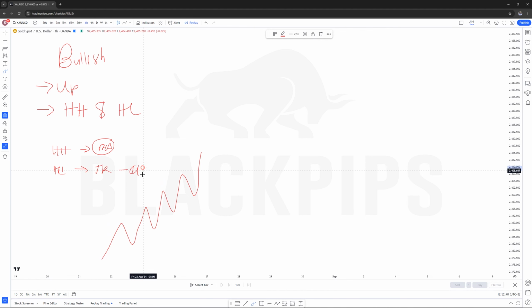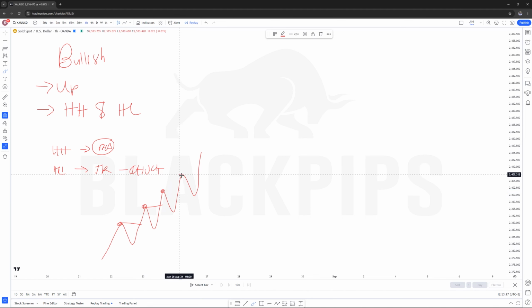Choch. And in order for us to say this market is still bullish, we have to make sure that the market continues to create the series of higher highs and higher lows over and over. I mean that the market has to close above the previous higher high and form a new high, again close above the previous higher high and form a new high.